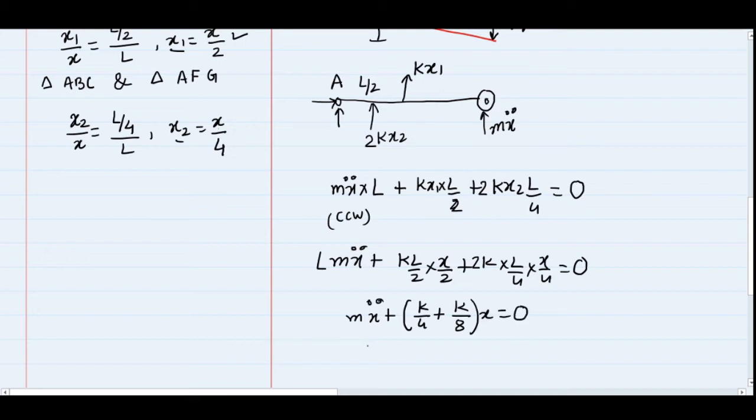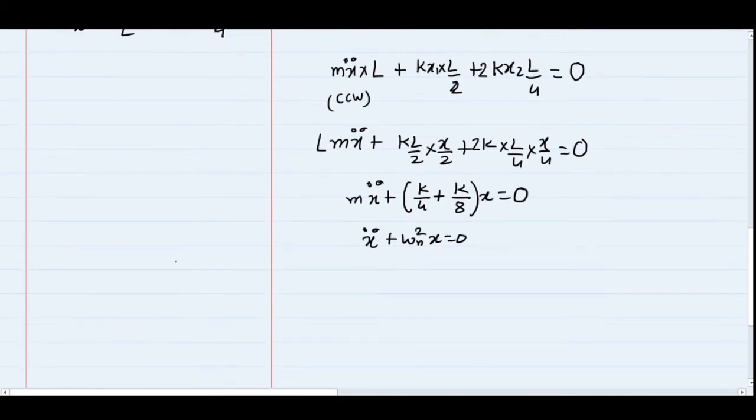And when I compare this equation with my general simple harmonic motion equation, where I have x double dot plus omega natural square x is equal to 0, I will be able to get the natural frequency of my system, and that will be what? The natural frequency of my system will be the square root of the k value, that is my k equivalent value.